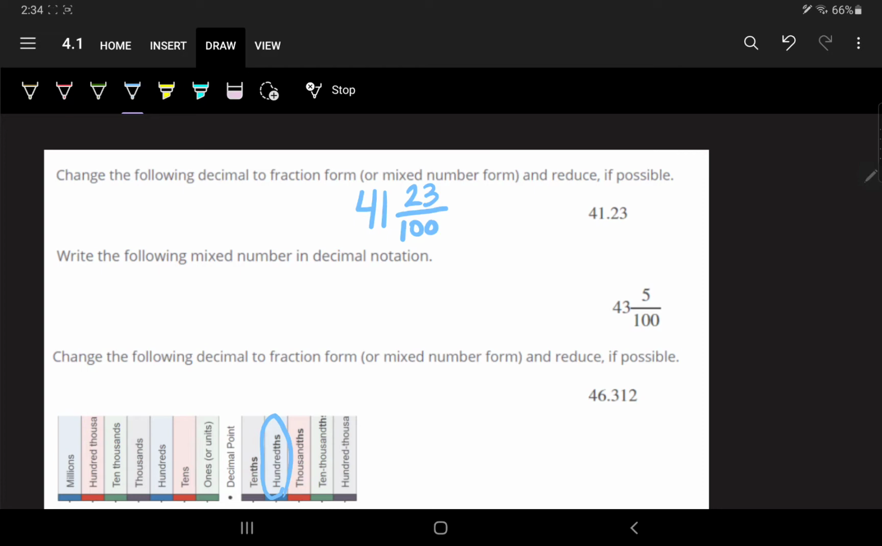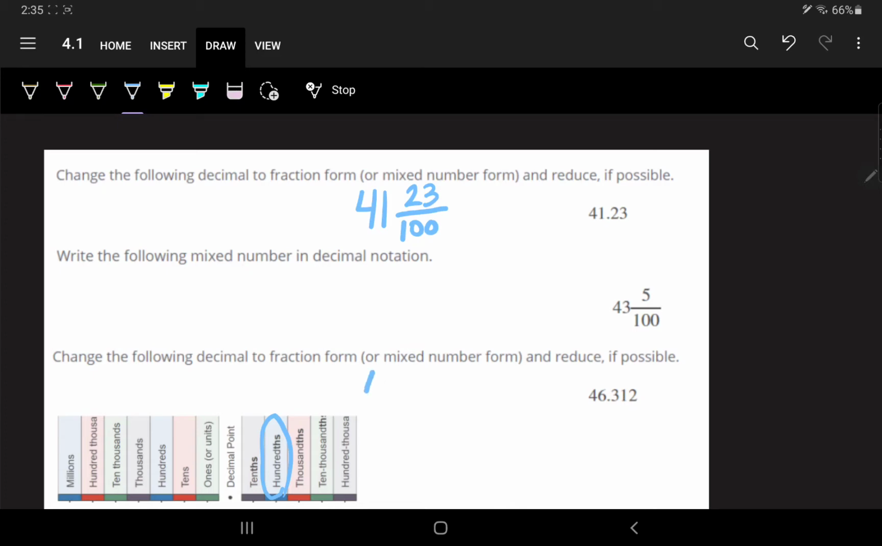Let's try going the other direction. I should comment. It says, and reduce if possible. 23 over 100 will not reduce. Okay, I kind of have these out of order. Let's jump down to this bottom one because it's also a decimal that I have to turn into a fraction.